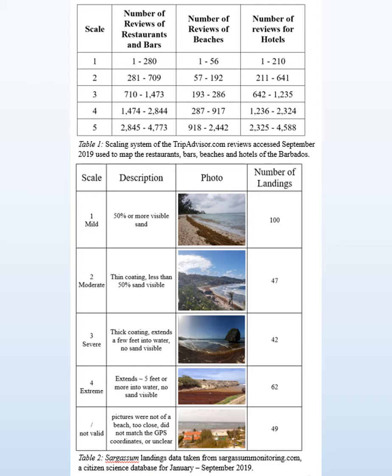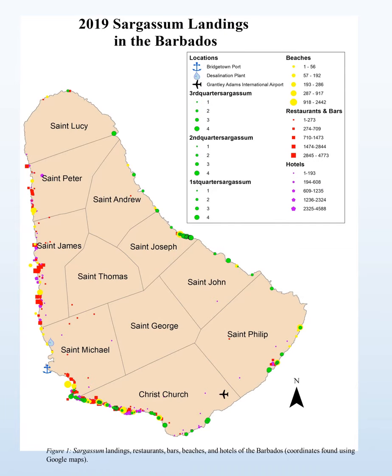The sargassum landings were ranked on a 1 to 4 scaling system based on the severity in each picture that was attached to the reporting of each sargassum landing, from a citizen-based website called sargassummonitoring.com. After all the points were scaled, the sargassum beaches, restaurants, bars, and hotels were all added to a map of Barbados. In addition, the local port, airport, and desalination plant were also placed on this map.